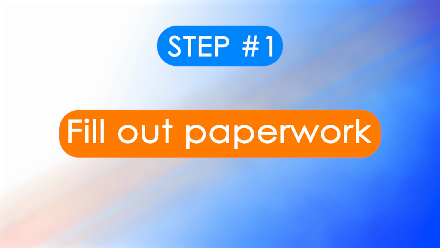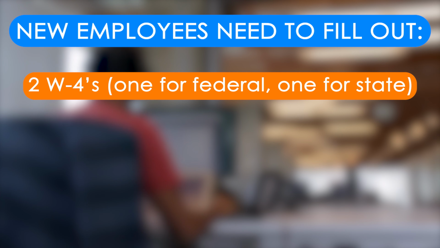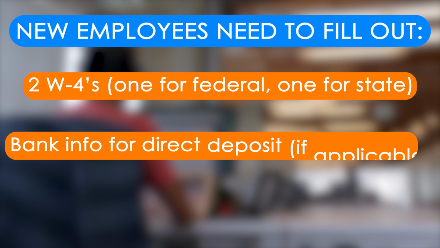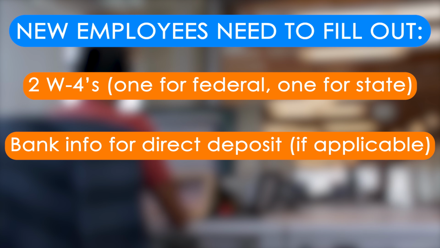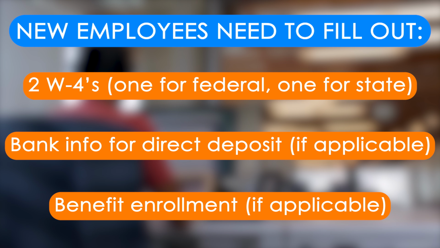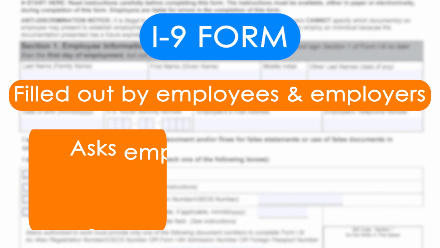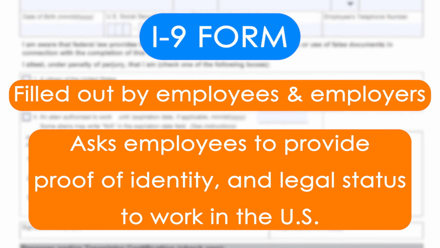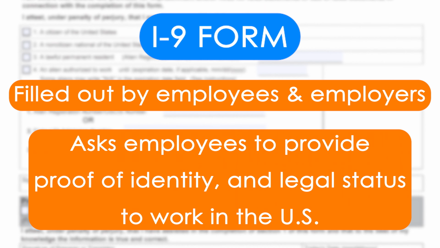Step number 1, fill out paperwork. The employee needs to fill out 2 W-4s, one for federal, one for state, bank info for direct deposit if applicable, benefit enrollment if applicable. The employee and employer need to fill out portions of I-9. This form asks the employee to provide evidence that they are who they say they are and that they are authorized to work in the U.S.